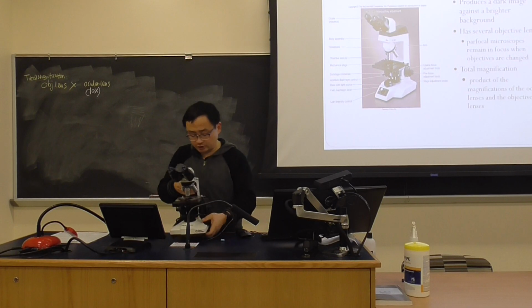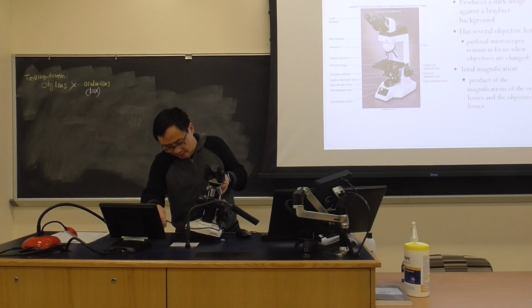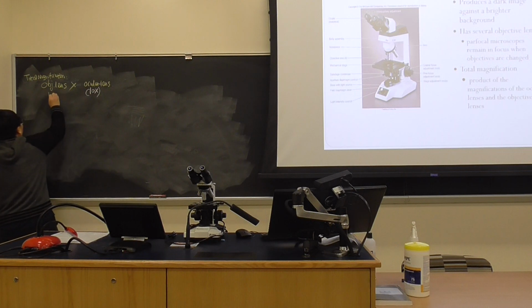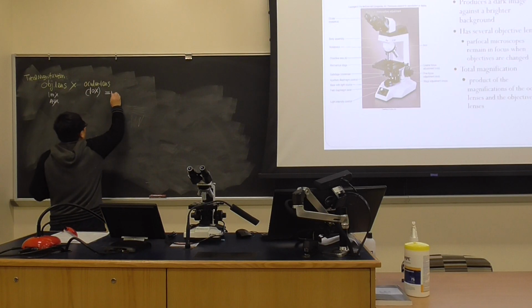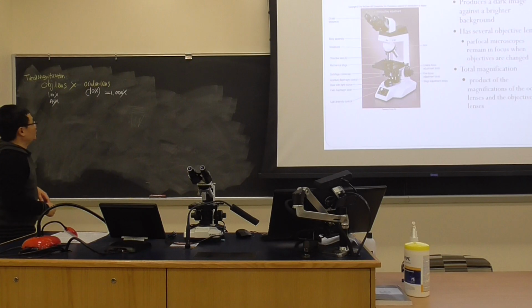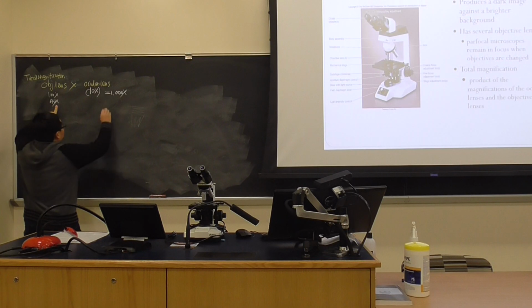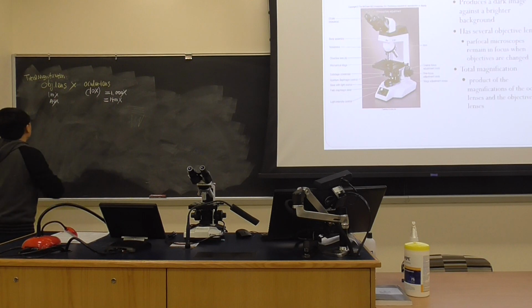Okay, we can switch it. It is a very interesting material. So that could be 100x, that could be 40x. So what is the total magnification? It could be 1,000, because 100 multiplied by 10 equals 1,000. If the objective lens is 40x, that equals 400. So that's the first one, total magnification.